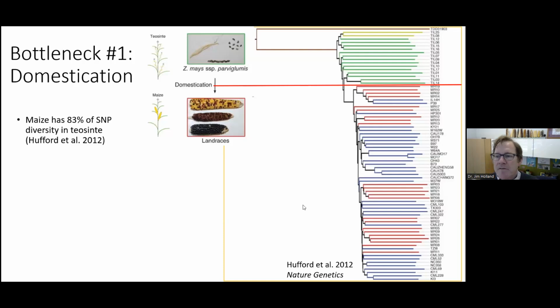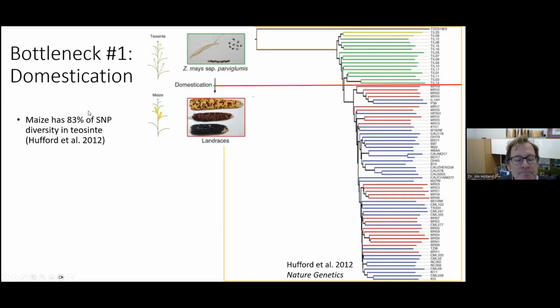So this was probably the first major event, obviously, in the population genetics of maize: the domestication event. And if you look at genetic markers throughout the genome, and you create a dendrogram of the relationships, there's a very clear split between the closest wild relative of maize, which is this teosinte subspecies parviglumis, and all the maize types down here. So when people look at how much diversity is lost at SNP loci, maize has about 83% of the diversity that teosinte has.